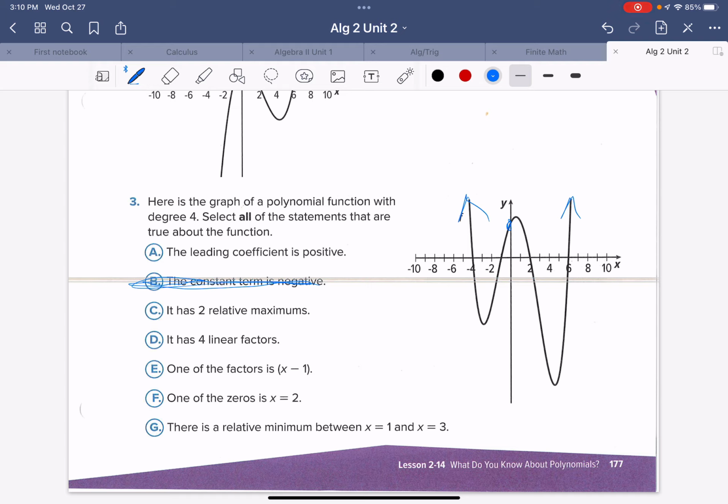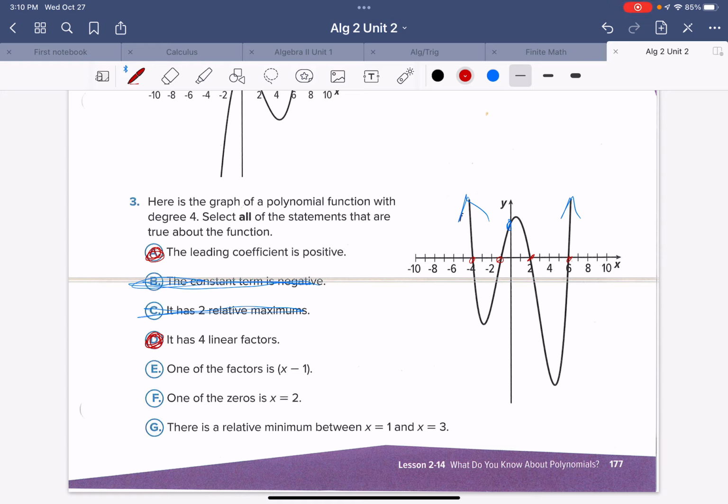It has 2 relative maxes. No, it has 2 relative mins, so that's out. It has 4 linear factors. Those are where it crosses the x-axis. It crosses here, here, here, and there. So yeah, it has 4 of those. Leading coefficient is positive. Oh yeah, positive and even. Yeah, it's positive, so it's that one.